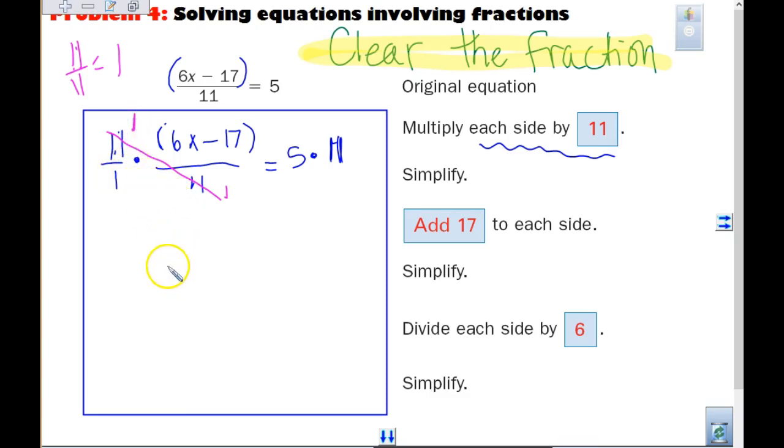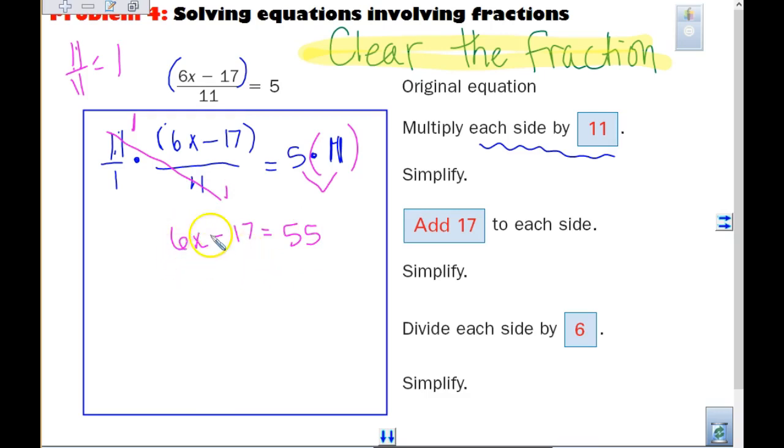You're going to practice a bunch of these questions today with clearing the fractions. So we get 6x minus 17 is now equal to, and on this side we actually want to do that multiplication. Now for some of you the dot doesn't work for multiplication. Try not to use an x, but maybe a parenthesis, and 5 times 11 gives us 55. This is a problem now like we have solved the last few days.